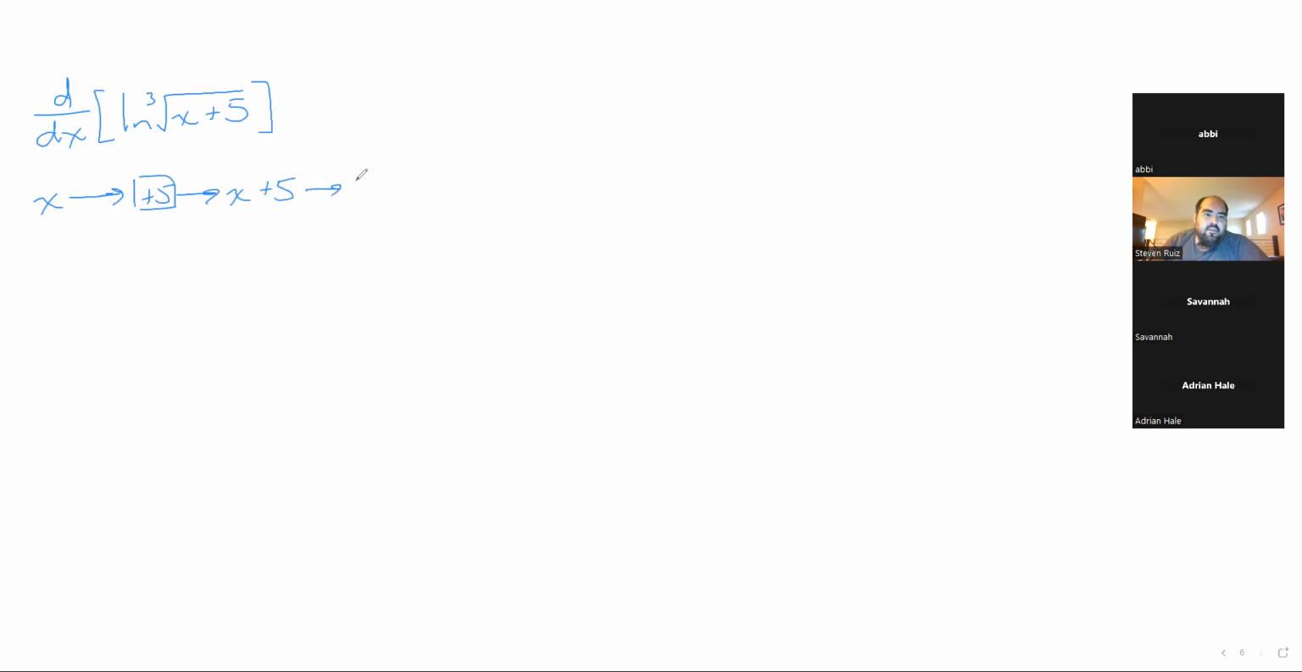Yeah, so that happens next. The cube root. So what comes out of there is the cube root of x plus 5. And finally, I get the natural log of that. So I get the natural log of the cube root of x plus 5. And that is equal to, we'll call this f.